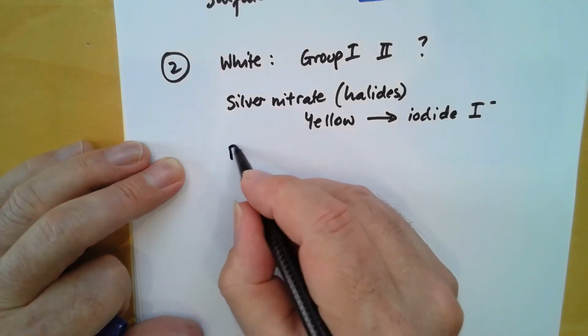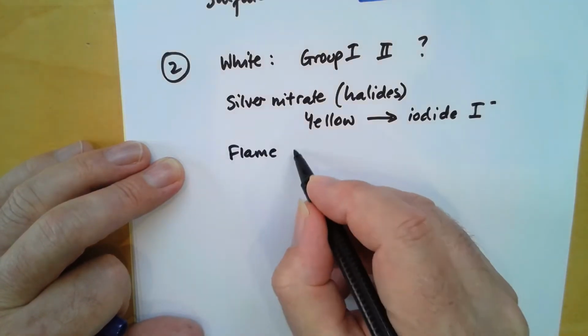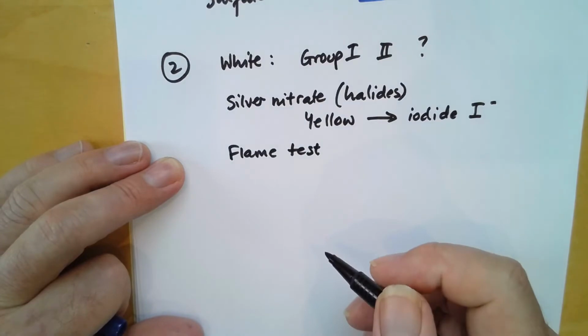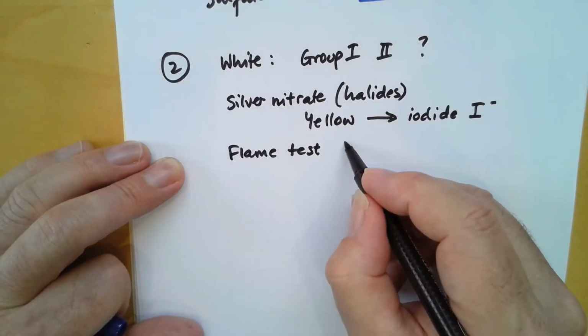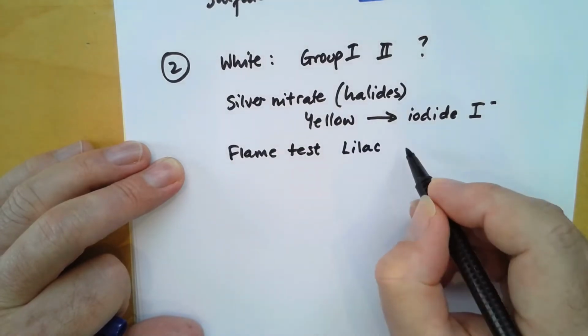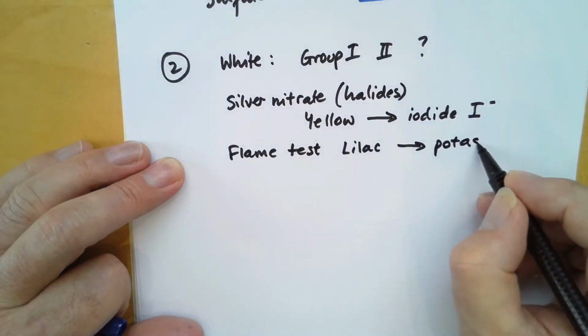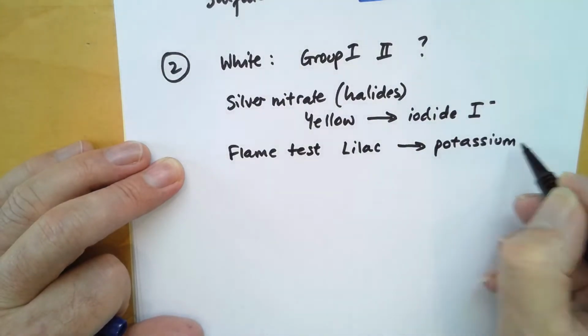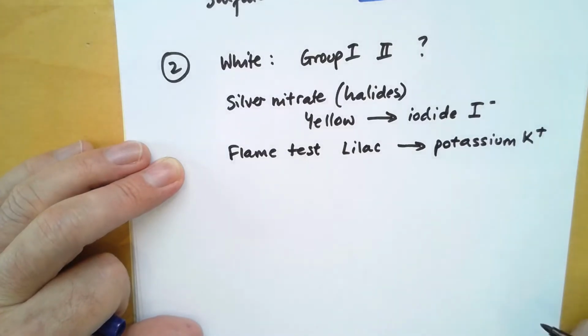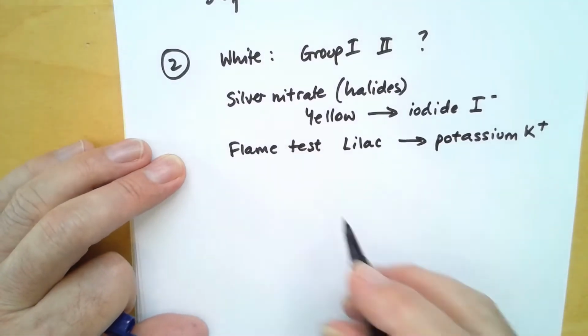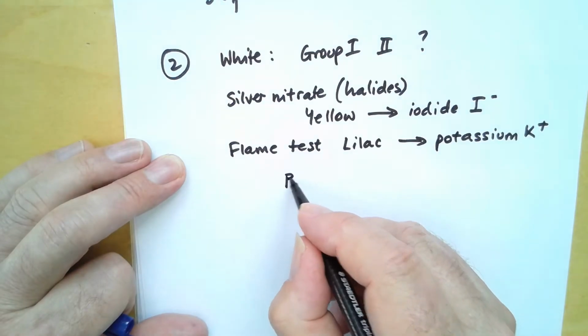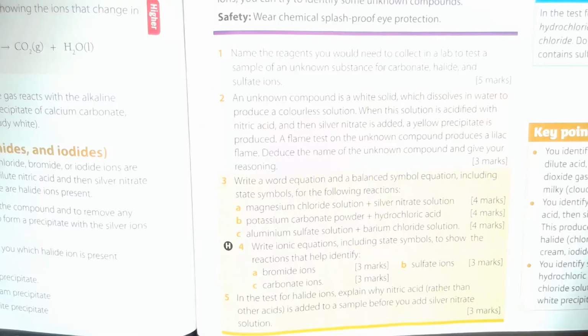The flame test produces a lilac colour, and lilac means we have potassium present. So it looks like we have potassium iodide.